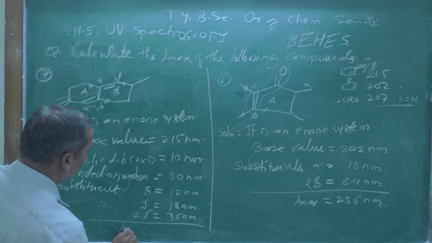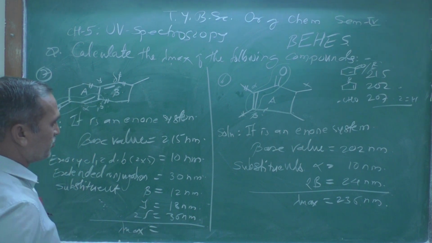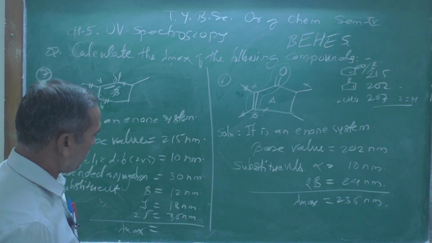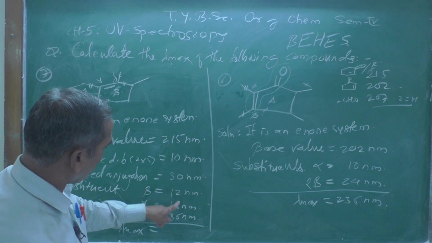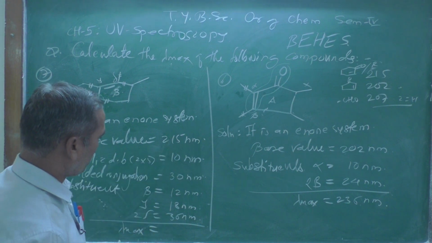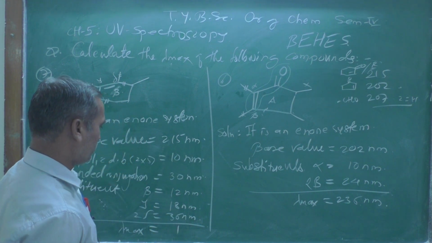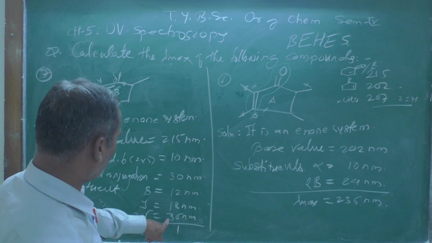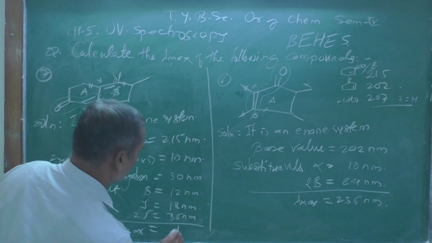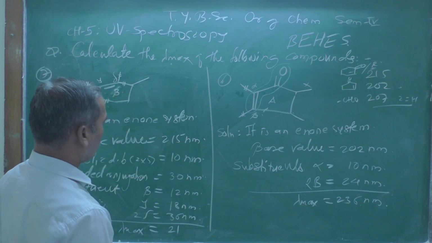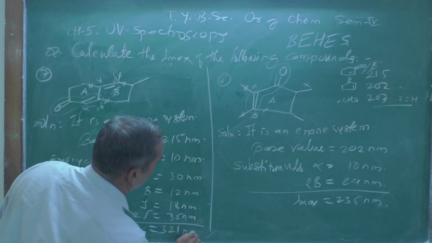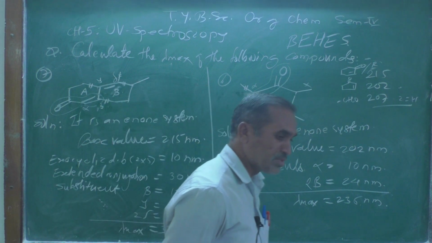Then lambda max, and if you add perfectly, then you will find over here there is an 8 and 2 is 10, then 6 is 16, 5, 1. Now there is a 1 and 2 5 6 7 8 9 10 11 12. So now 2, then 1, and 1 and 2 becomes 3. There is a 321 nanometer. It is the answer for it.